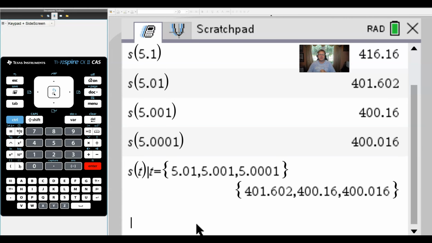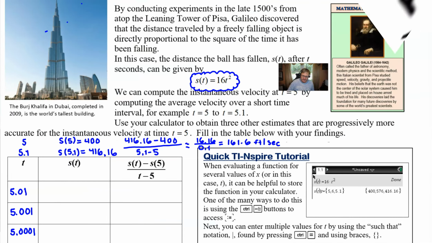Let's put these values in our table. So here we are back at our document. I'm going to go ahead and fill in those values that I just computed. So I had 401.602. These are all going to be measured in feet. These would be the distance that the object has fallen.